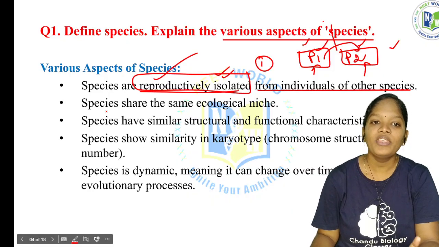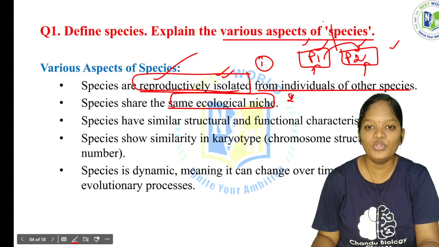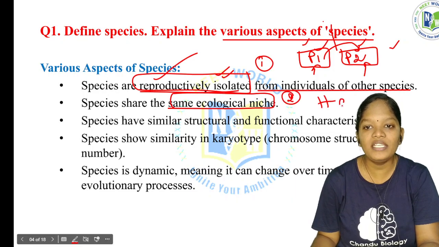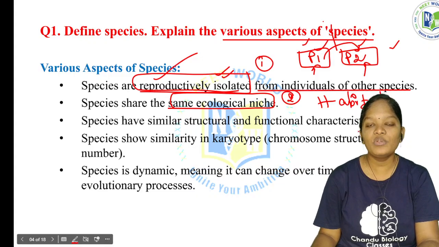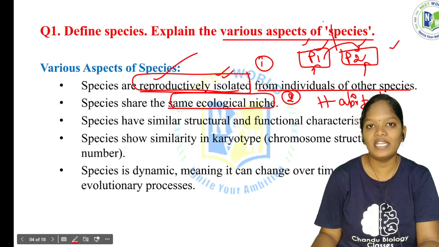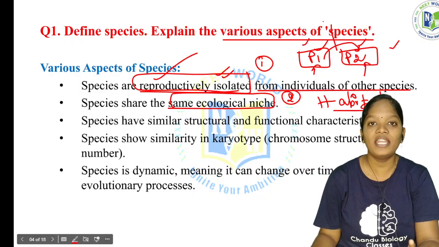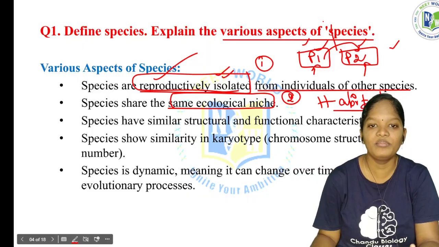And now the species share the same ecological niche, and this is the second point. So you should know what is meant by niche. Habitat is nothing but the place of living where the organisms are living, which means every individual has an address. If we are living in a house, that house has an address. So that is what a habitat is, the address of an organism, the place of living, we can simply say.